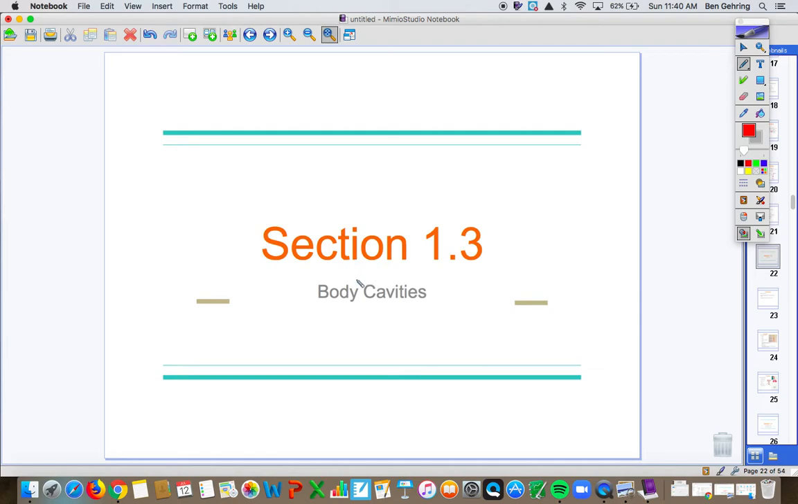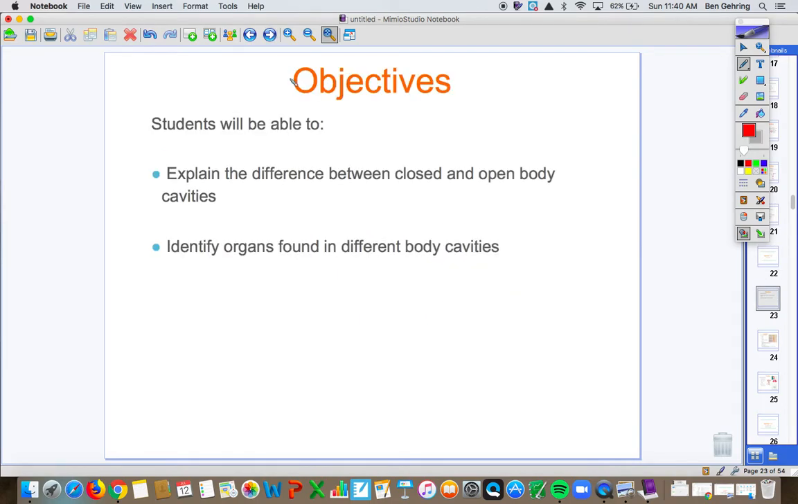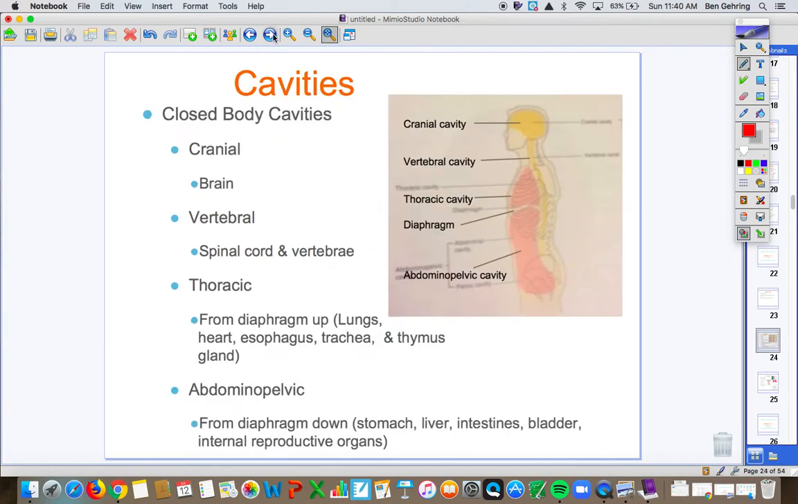Hello, and thank you for joining me today as we continue our discussion on regions, cavities, planes, positions, and movements of the body. Today, specifically, we're going to talk about body cavities. So we've already discussed regions, we've talked about movements of the body and the planes of the body. So here we go, we're talking cavities and regions where things are located. So today's lesson, we're going to talk about closed and open body cavities and what's found in each, and that's where you're going to be able to identify the organs found in those cavities.